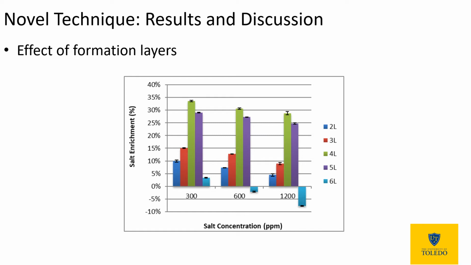Now what's shown here is the 6 different layers. What these represent, the 2 layer represents the initial combination of a polystyrene sulfonate, the PSS, and the PAH layer membrane. And then on top of that was added a PSS to form the 3.